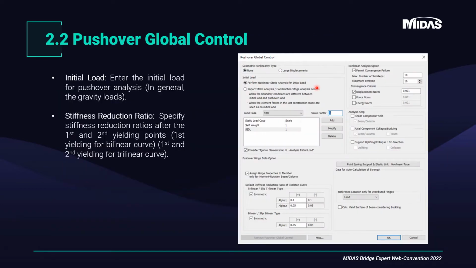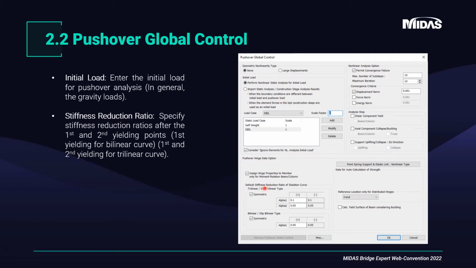So first in the software, we have to define the pushover global control. So this is the dialog box from Midas Civil software. So here we have an option of providing the initial load. So we generally apply the initial load before the application of the lateral load pushover load pattern. So we have two options. One is performing nonlinear static analysis for initial load. So initial load can be self-weight or SIDL, or we can import the results from construction stage analysis or any other static analysis.